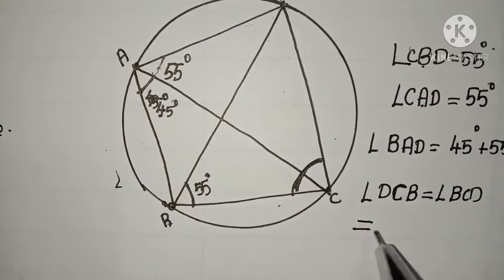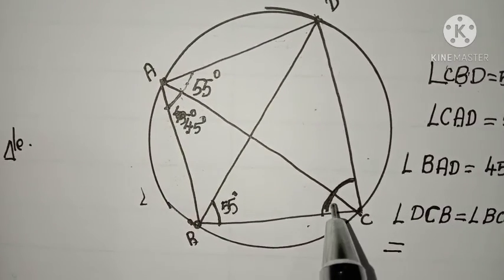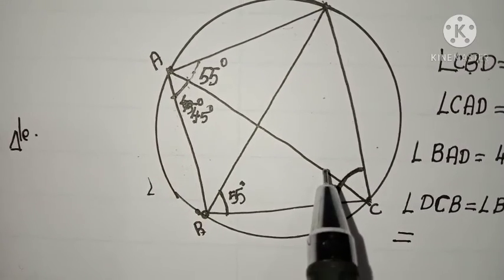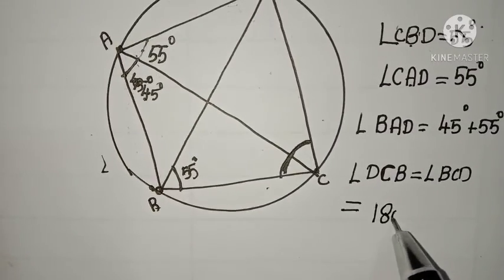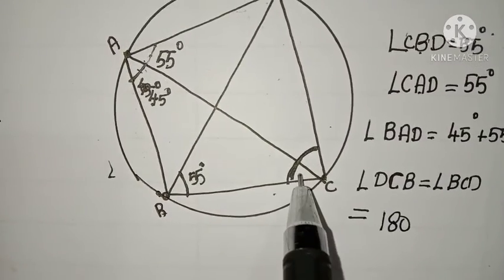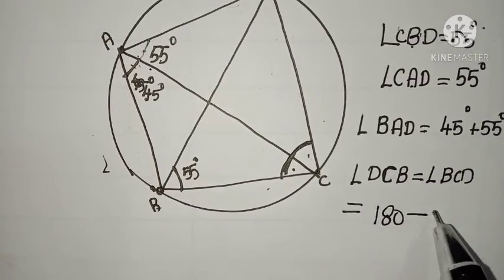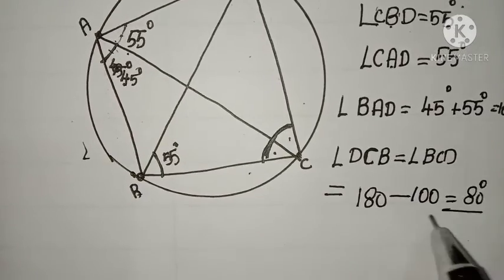What is this angle? These two angles are opposite angles in a cyclic quadrilateral, and we have a result: in a cyclic quadrilateral, opposite angles are supplementary. That means the sum of these two angles is 180. So if this angle is 100, this angle is 180 minus 100, that is 80 degrees.